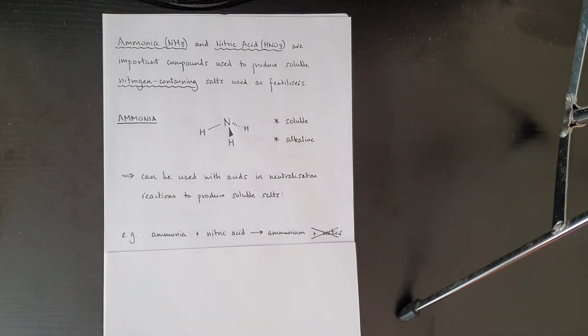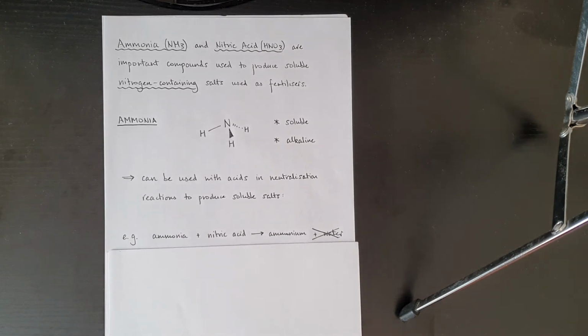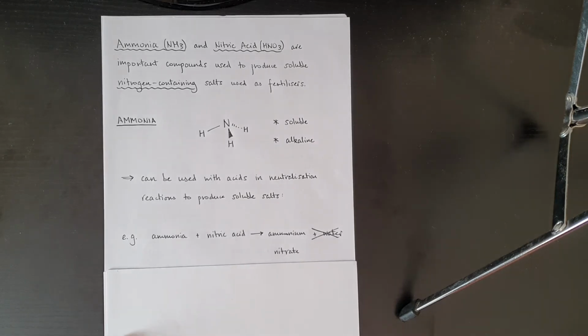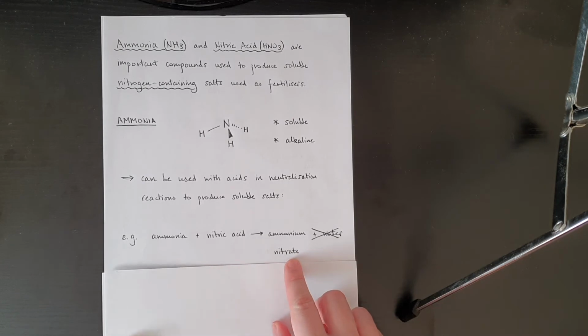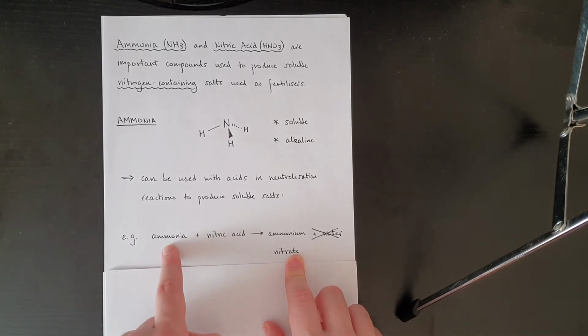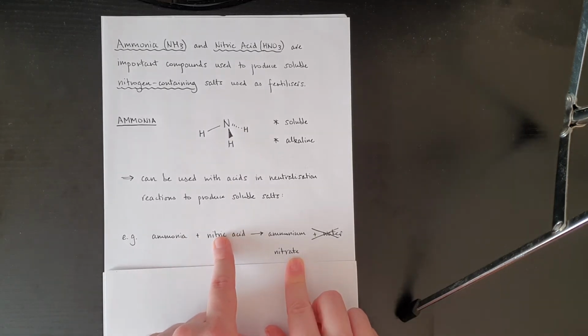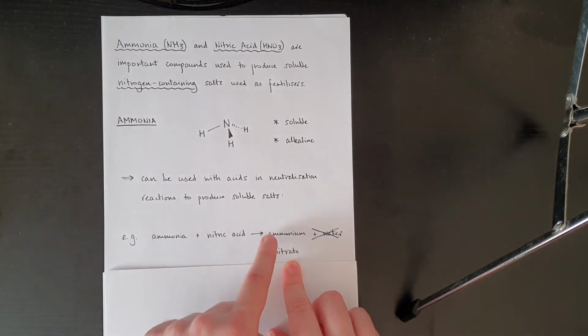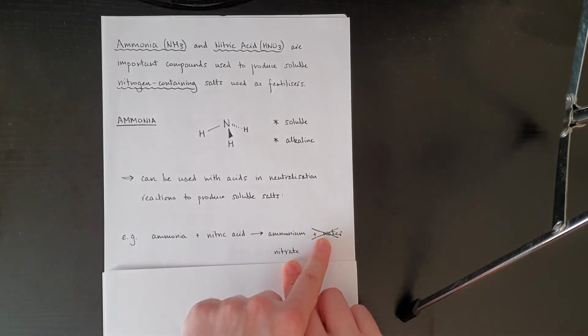So for example, we could have ammonia reacting with nitric acid, which also contains nitrogen, which would give us a really good fertilizer compound because it contains lots of nitrogen, so ammonium nitrate. Now, how did I know it would be produced like this? Because this is a neutralization reaction. This is an alkaline plus an acid. And when I do that, usually my rule is that I get a salt plus water.